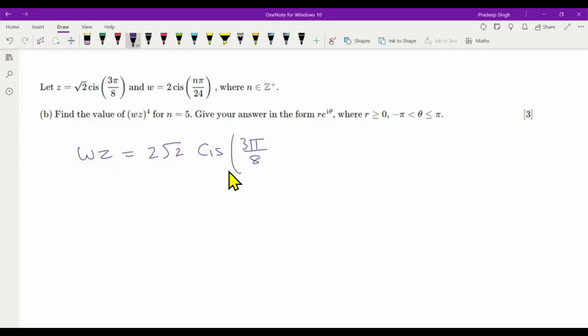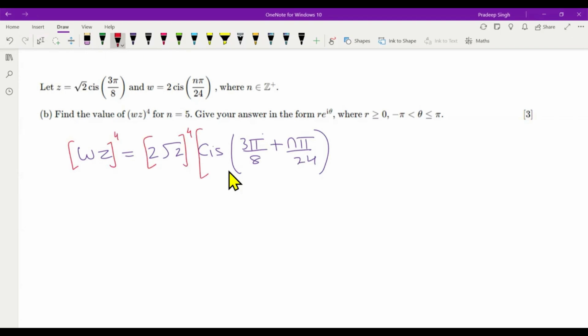What do you do with 3 pi by 8, multiplied or plus? Multiply. Okay, sorry, it will get added. Yeah, you will get this. And then now we raise the whole thing to 4. Correct. Let's raise the whole thing to power 4.